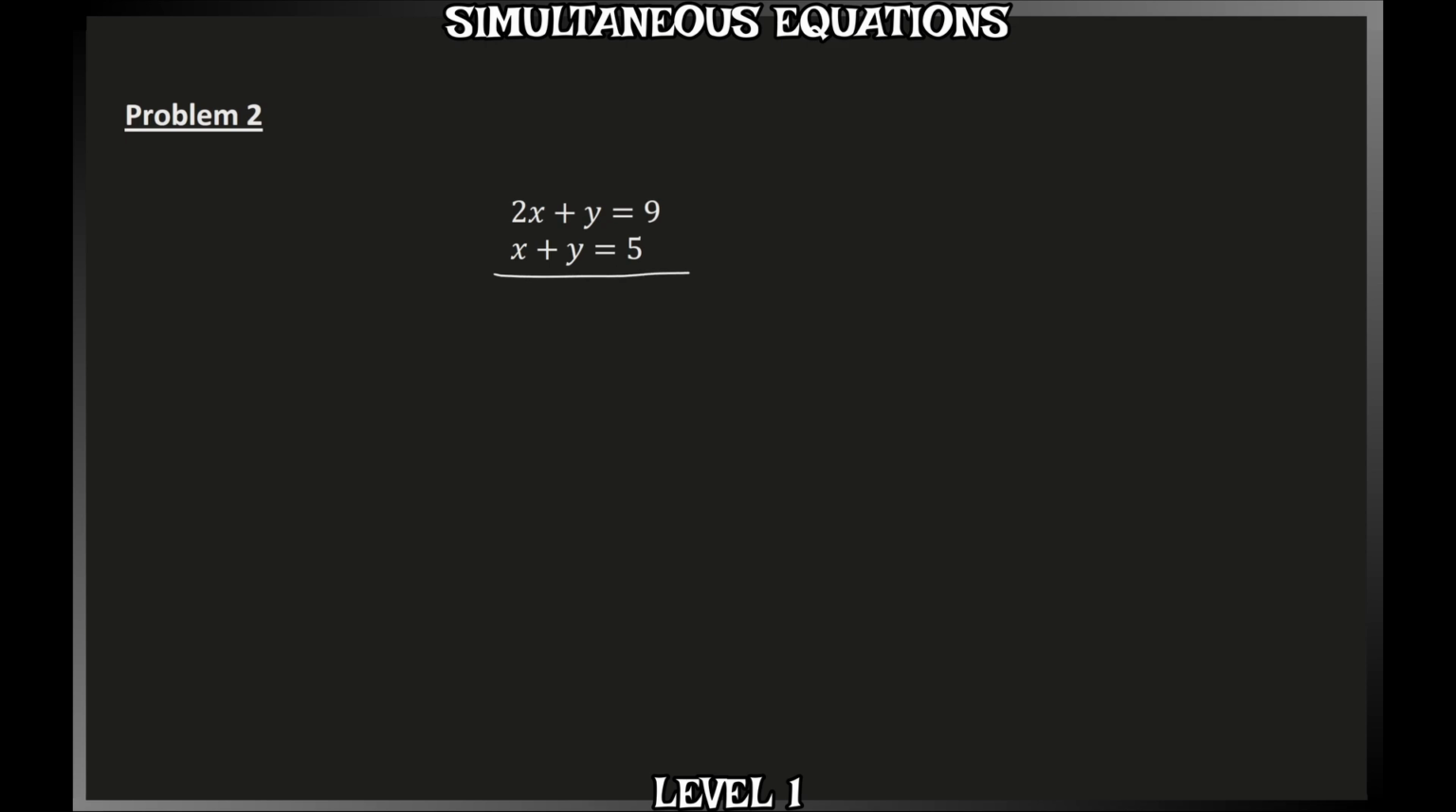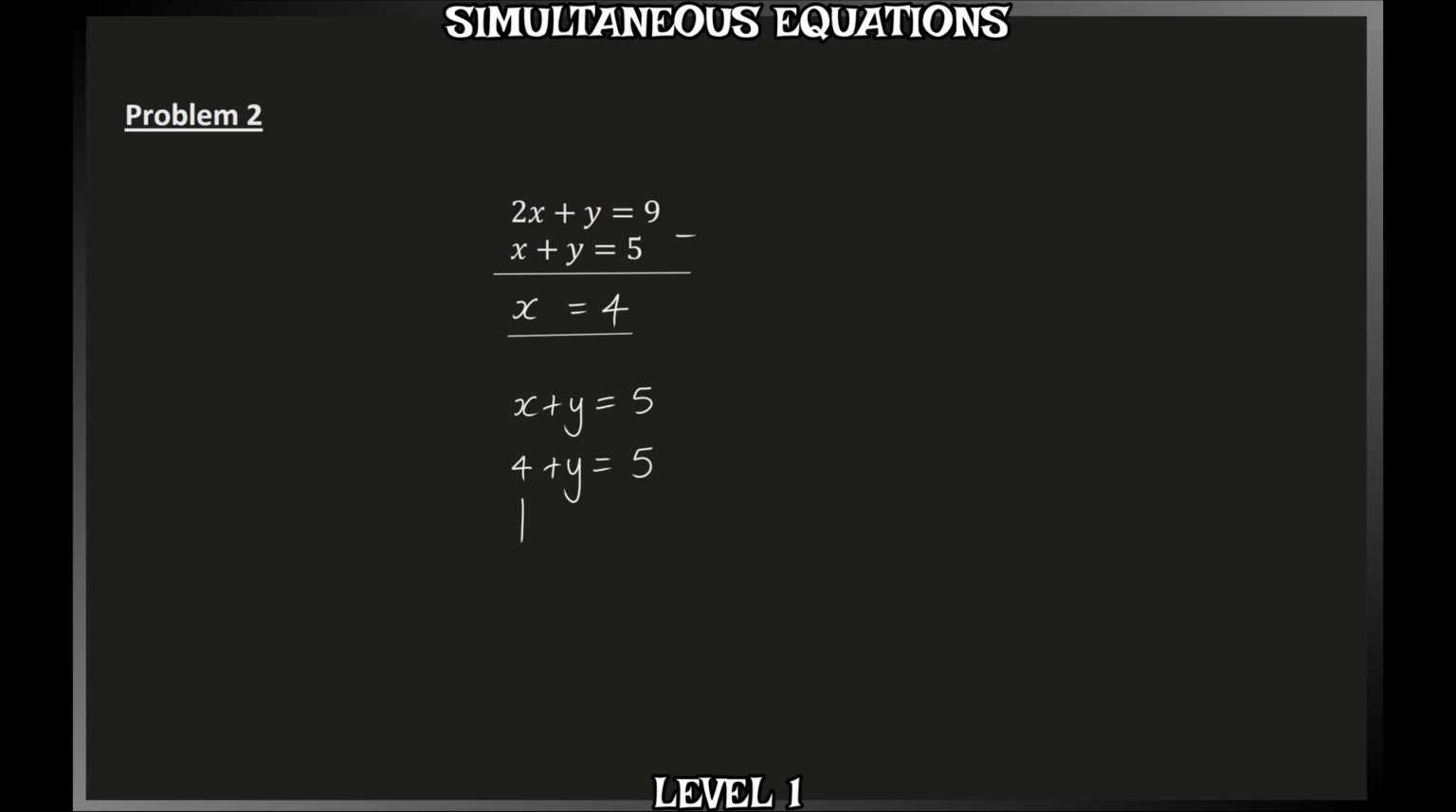If we subtract the bottom equation from the top one, we have 2x minus x gives us x, or 1x, y minus y is 0, and 9 minus 5 is 4. So x equals 4 is the first part of our solution. We now need to take this value and substitute it into one of the equations that we started with. These equations are very similar, but I'm going to choose the second one since it's slightly simpler. So x plus y equals 5 becomes 4 plus y equals 5 when we substitute the x for 4.